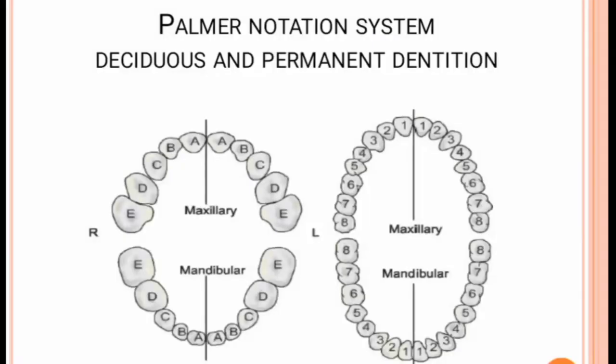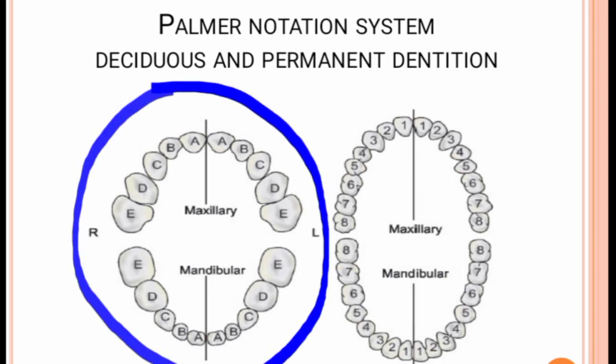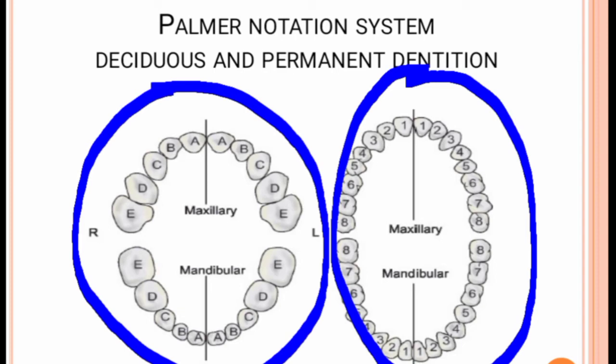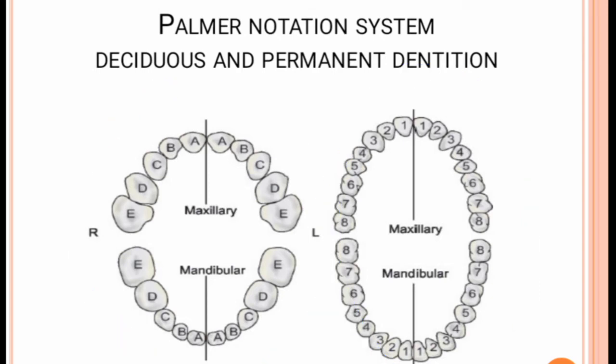So let's discuss the Palmer notation system for both the deciduous and the permanent dentition. Here you can see a picture of the primary dentition, and this one is the picture of the permanent dentition. Again, we have 10 teeth in the maxilla and 10 in the mandible in the primary dentition. There is a common thing between the Palmer notation system and the universal numbering system, that we use alphabets for the deciduous dentition and again numbers for the permanent dentition. And one difference is there between the universal numbering system and the Palmer notation method.